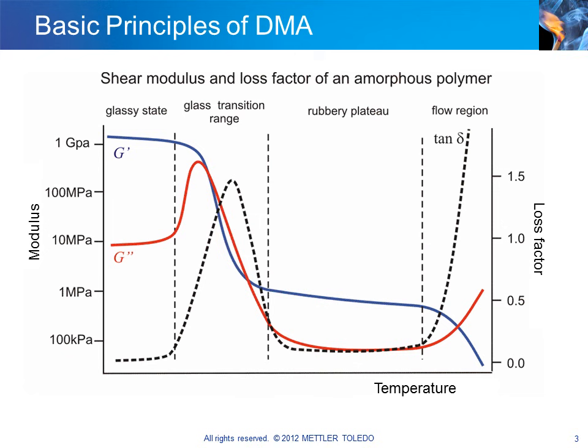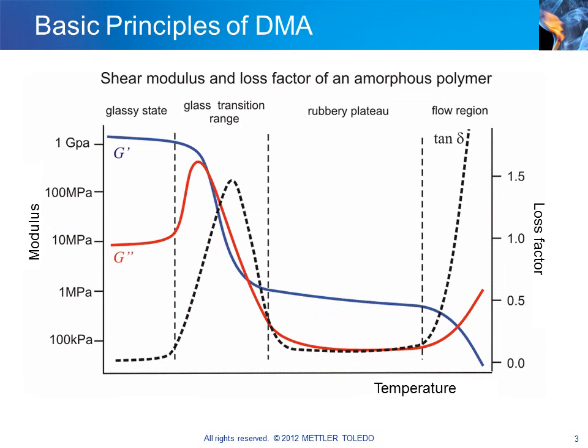They describe the elastic behavior of the material in this temperature range. The elastic modulus is measured in units of Pascal, megapascal, or gigapascal. 1 Pascal is equal to a force of 1 Newton per square meter. In the glassy state, the polymer is almost ideally elastic, and the value of the storage modulus G' is very high.